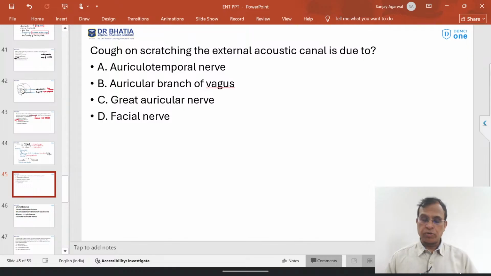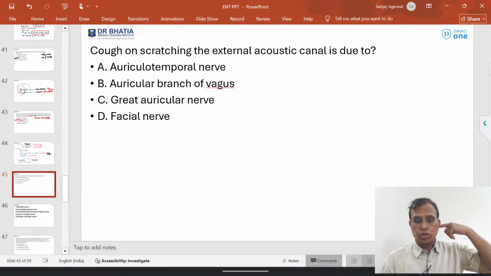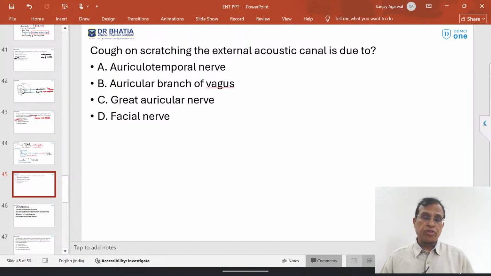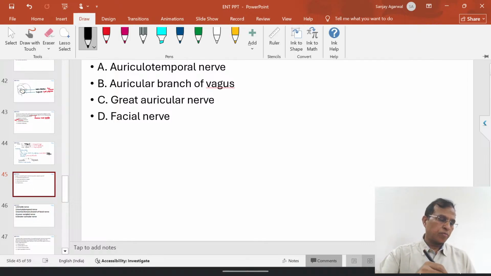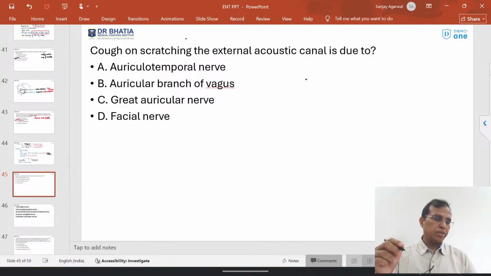Now this is a straightforward, simple question. Cough on scratching the external acoustic canal is due to कौन सी नर्व की वजह से कॉफिंग होती है? If you do something in the canal, is it the auriculotemporal nerve, auricular branch of the vagus nerve, greater auricular nerve, or facial nerve? So what is the answer? Simple question, I think everybody will get this right, है ना? This is due to... Patidhar saying B. इसका दूसरा नाम है Arnold's nerve.